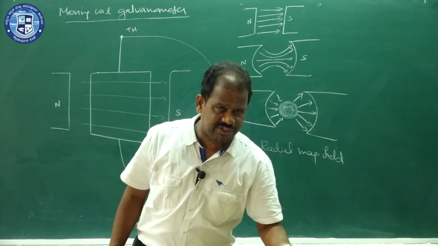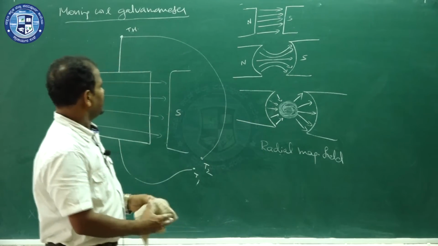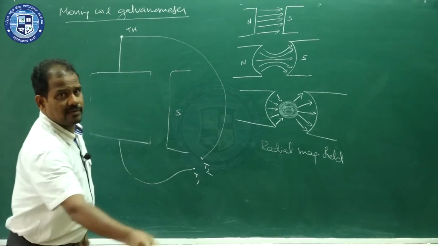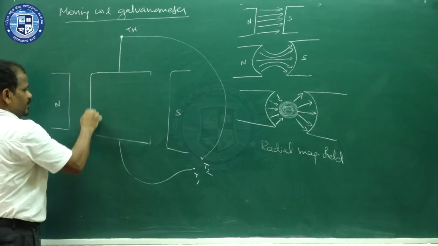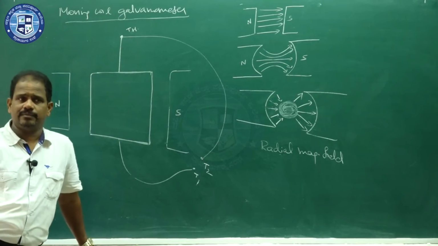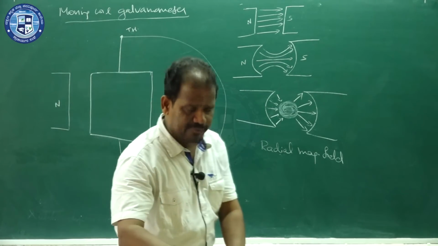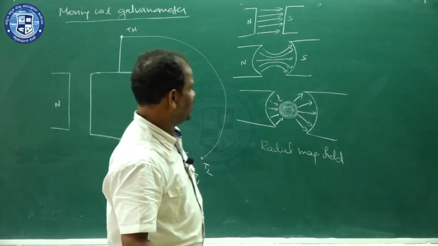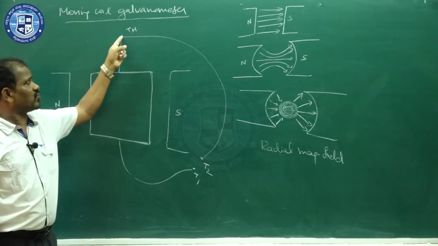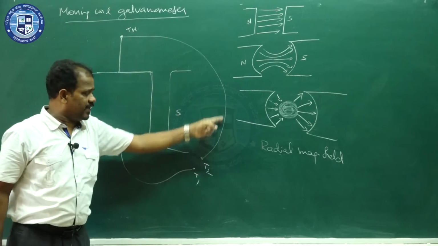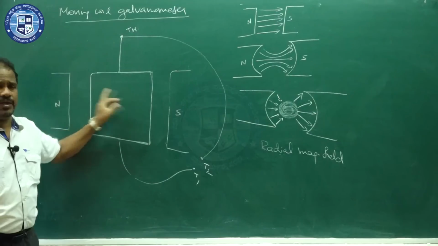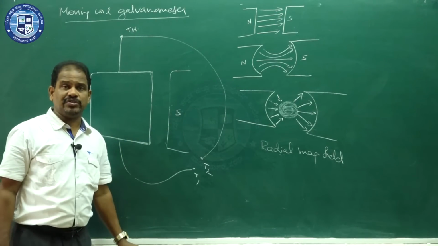Therefore, now we are going to slightly change the picture here. There is a rectangular coil which has many turns of copper wire wound on an insulated frame, suspended by a phosphor bronze wire. It is fixed here, called the torsion head, connected to the terminal T2, and this end of the coil is connected to terminal T1. The coil is suspended between the two magnetic pole pieces which are concave in shape.